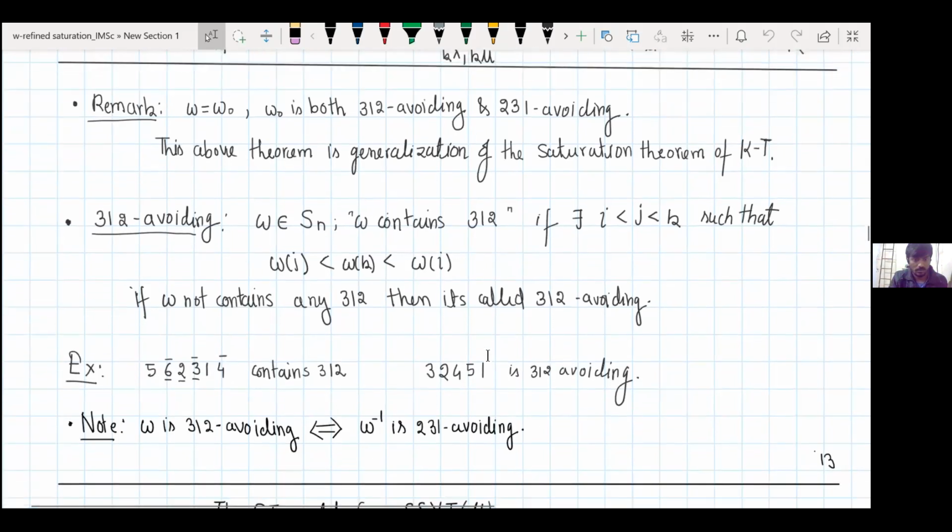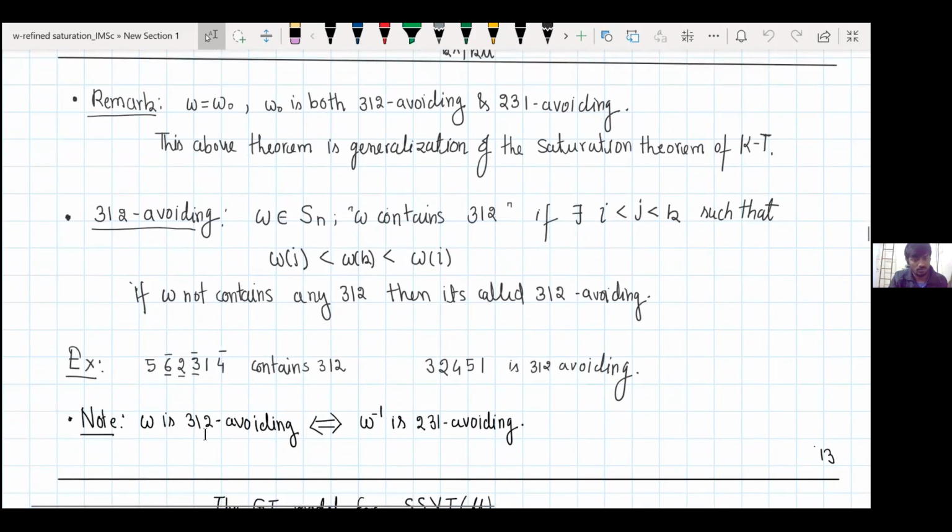Okay, so here is one small result. If w is 3-1-2 avoiding, then w inverse is 2-3-1 avoiding. That's how you can conclude the second. If you prove it for 3-1-2, it will automatically be proved for 2-3-1 because of the rule of inverse. If you switch lambda and mu, then you have to put the inverse.